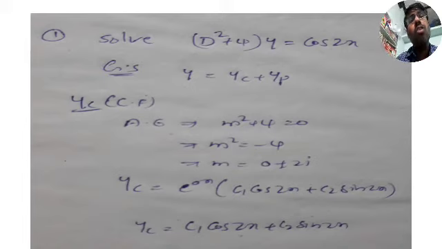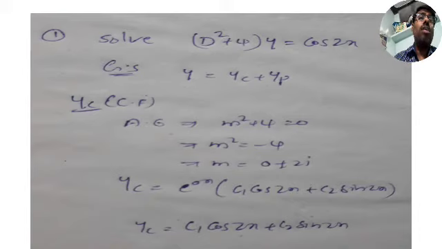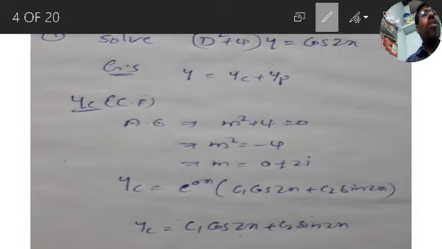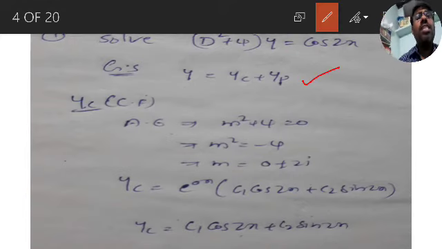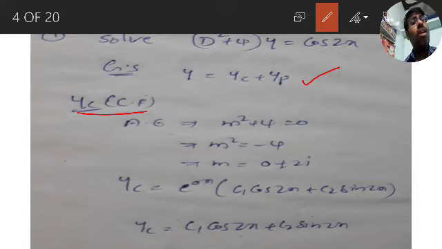Are you getting it, guys? So the first problem: solve D square plus 4 of y is equal to cos 2x. So what is the general solution? Yc plus yp. Let us first find yc. You already learned this in the homogeneous case. So what is that?